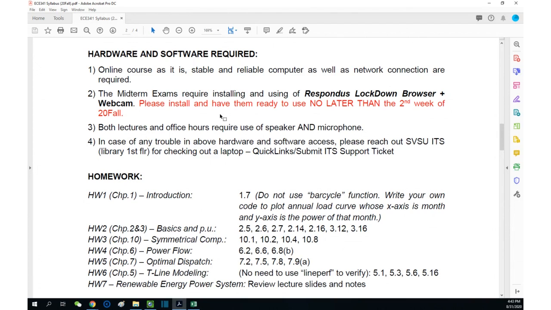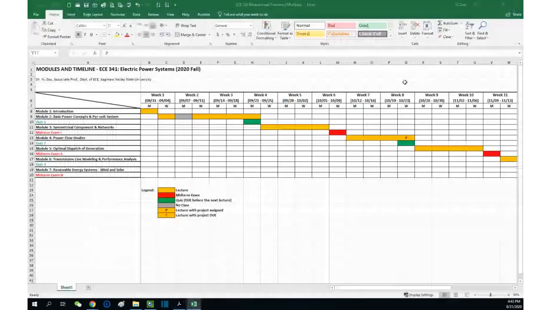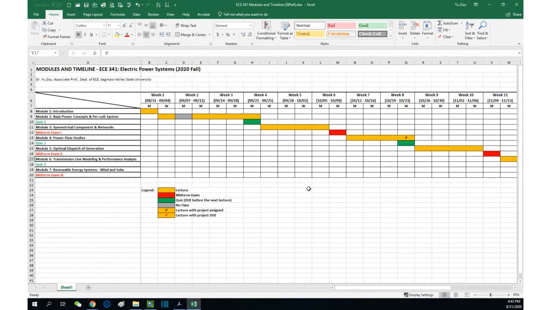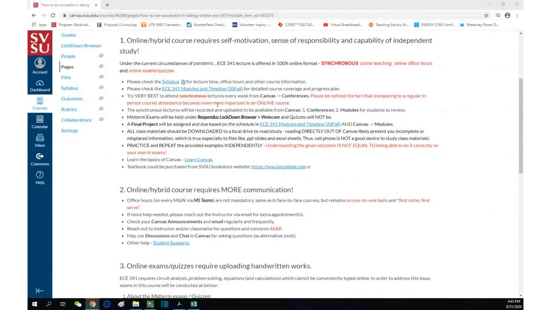Any other questions regarding the Gantt chart, regarding the syllabus? Any questions? All right, if nothing for now, let's move on. Again, by move on, I mean going back to this document.